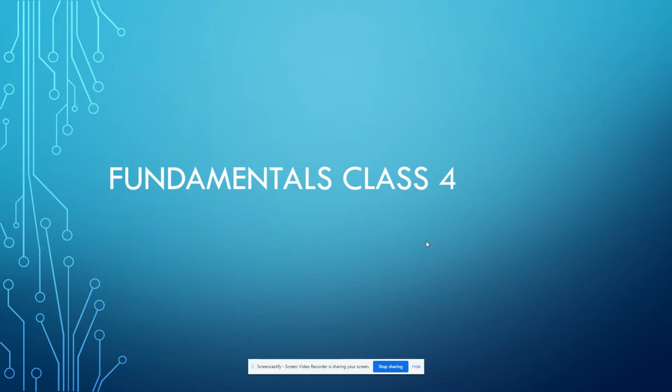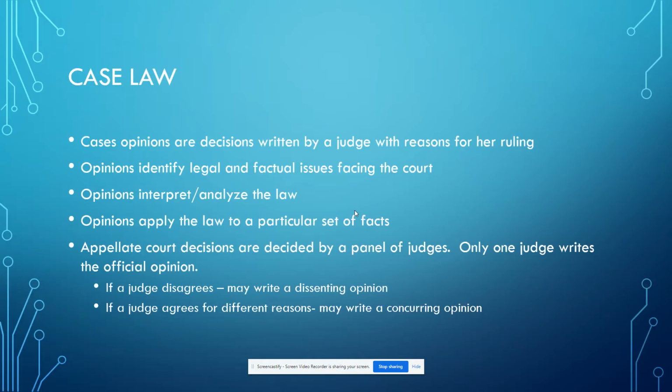This is our main part, basically chapter 3, I think, of Hemes, talking about finding and reading case law. Okay, so what are cases? We've talked about this before, but they are opinions, decisions written by a judge, and in the opinion, the judge gives the reasons for the ruling, and these reasonings and rulings have the force of law. They don't just say, here's the law, 1, 2, 3.